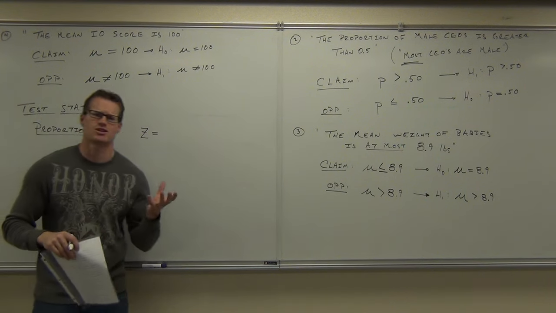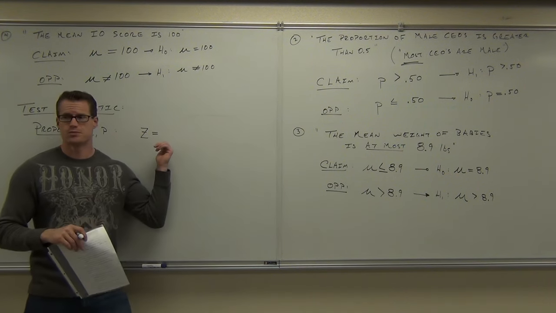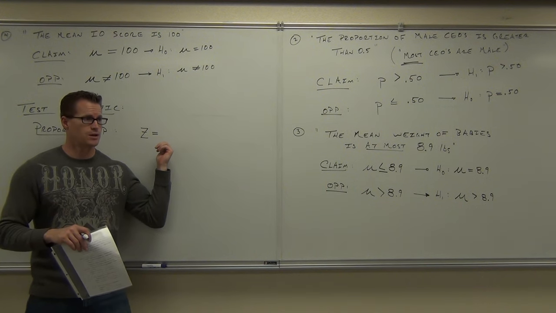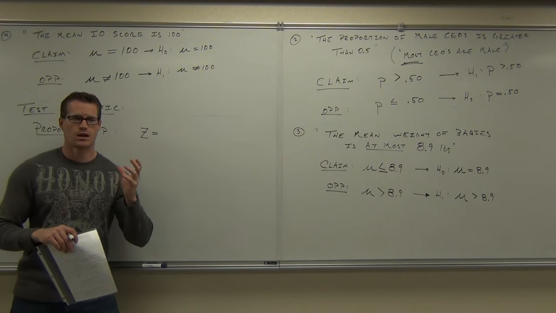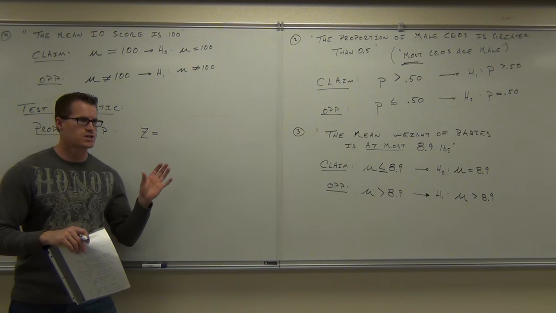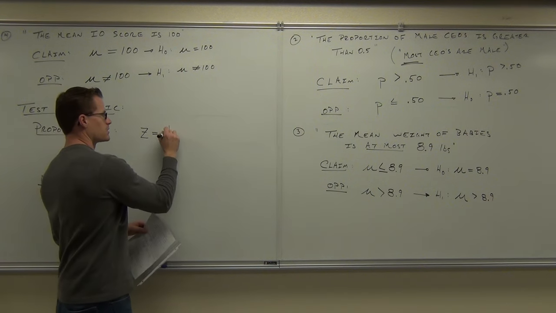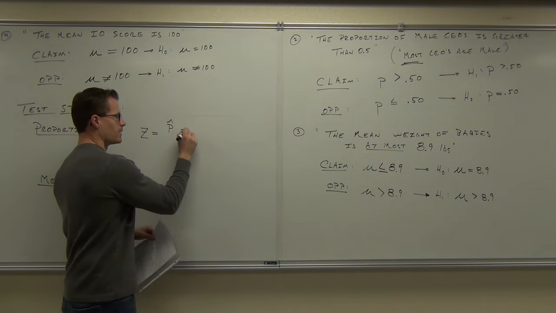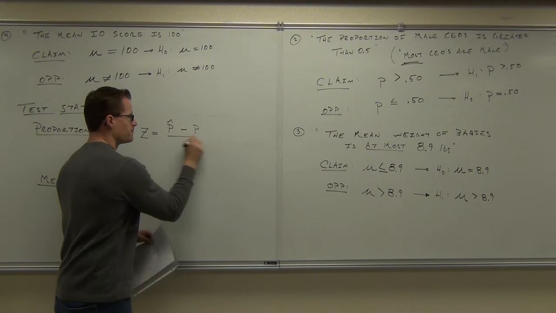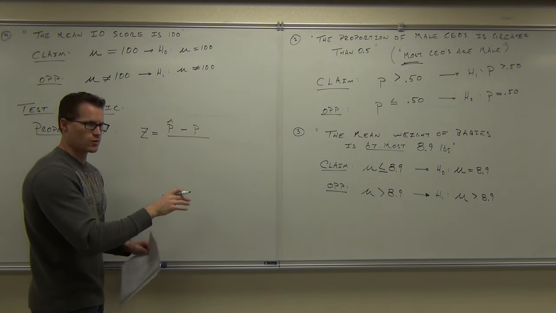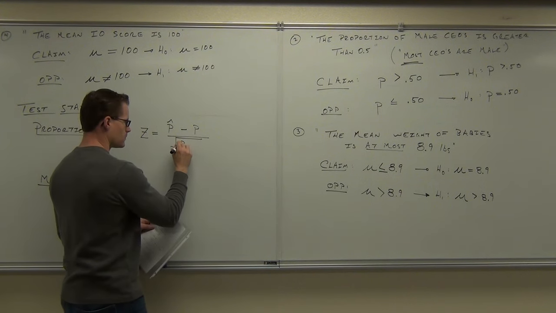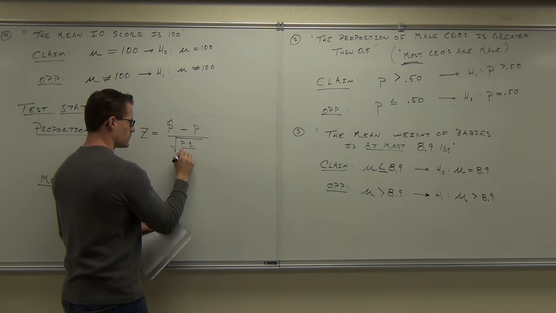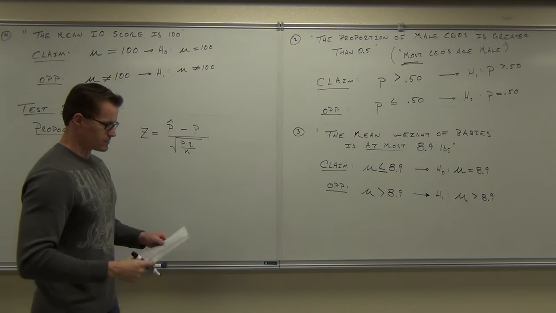Notice, please watch this on the board. Do you notice there's no alpha over 2? This is not a critical value. This is different. This is a test statistic. It is a typical Z score like what you've done before. A typical Z score like what you've done before is a sample measure minus a population parameter over the standard deviation over the square root of n. That's it.